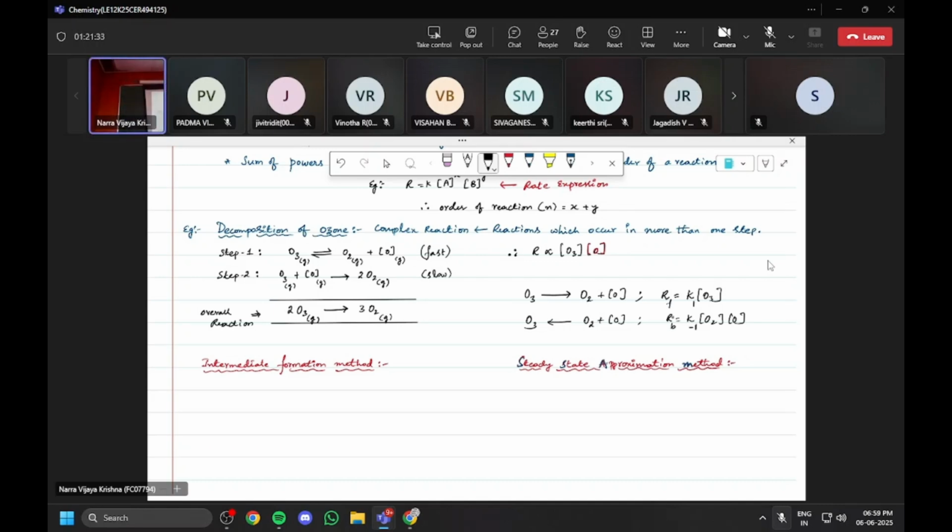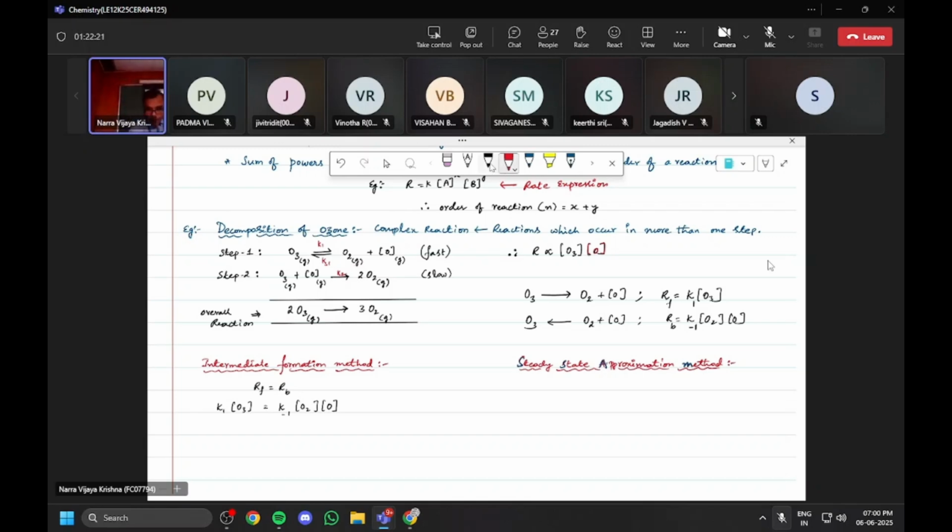In the chemical equilibrium chapter you already studied, for any equilibrium reaction, the rate of forward always becomes equal to the rate of backward. So what will I write? K1 into O3 is equal to K minus 1 into O2 into O. To make you understand, let me write here K1, here K minus 1, and here K2. What are K1, K minus 1, K2? Rate constants.